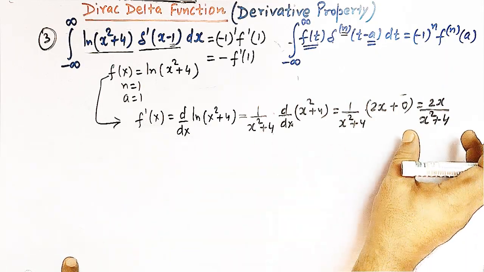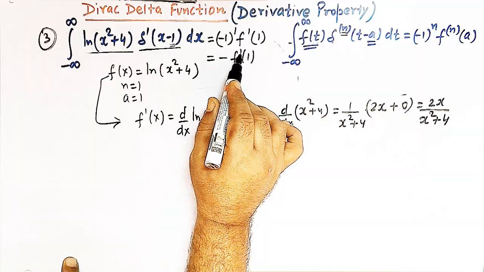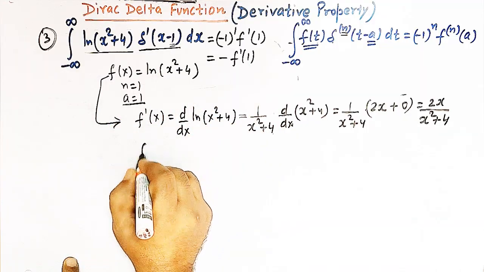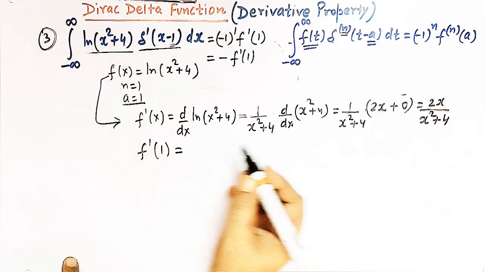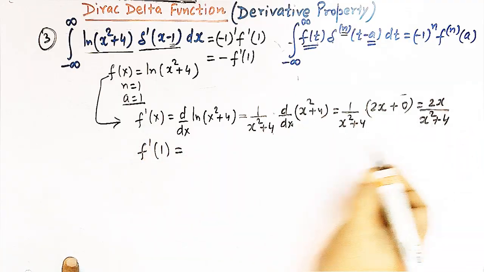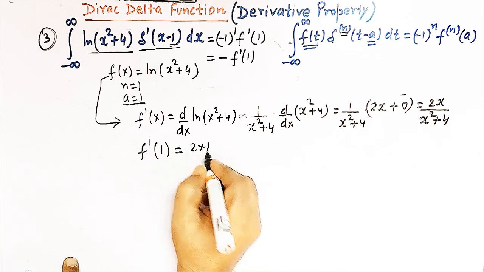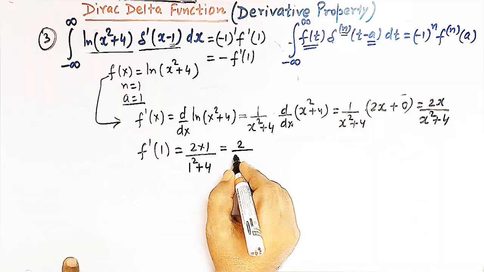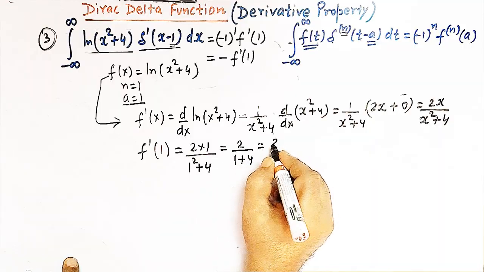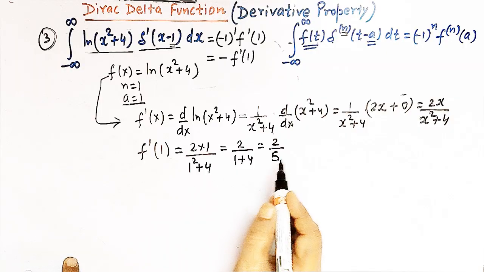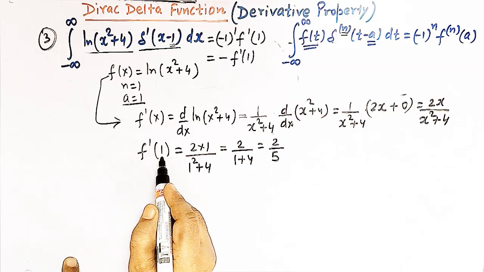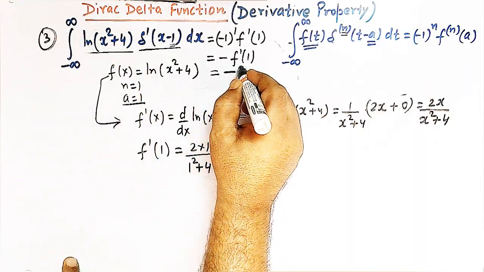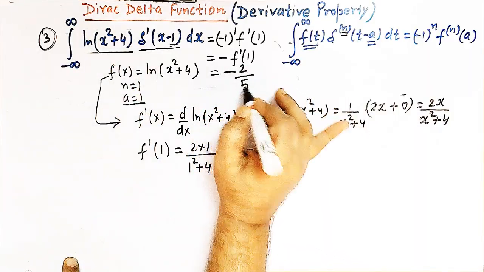So f prime of x is given by this expression, and we have to find f prime of 1 because the value of a is equal to 1. So f prime of 1 is obtained by taking x is equal to 1. So we have 2 times 1 over 1 square plus 4. So this is 2 over 1 plus 4, that is 2 over 5, right? So taking this value of f prime of 1 over here, the value of this integral is equal to negative of 2 over 5.